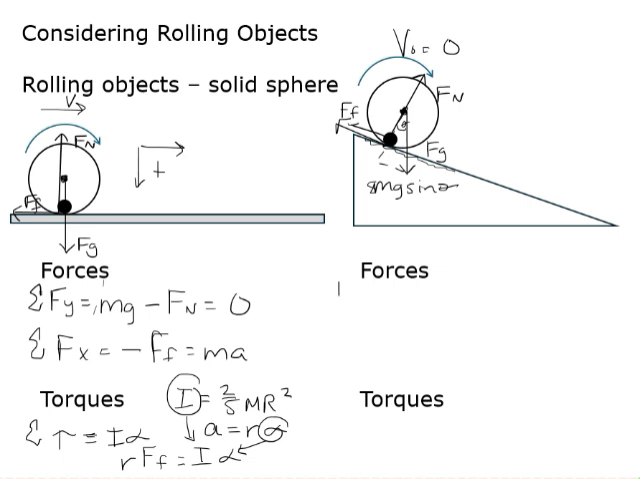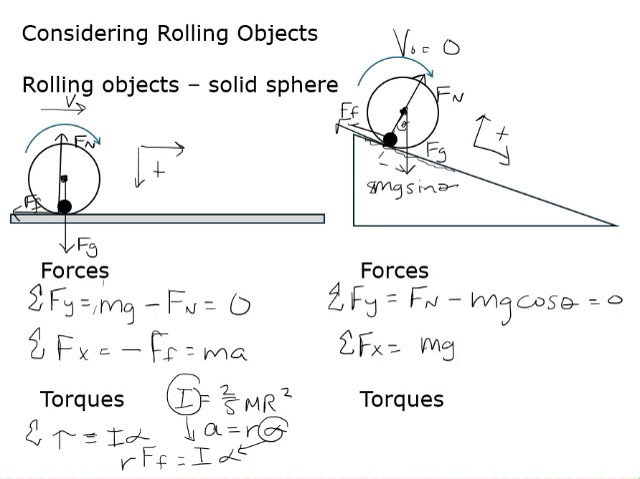To sum my forces in this case, the sum of my forces in my y direction, let's make down the ramp positive. So in the y direction, I have my normal force minus the force of gravity perpendicular, which we said was mg cosine theta, and that's equal to 0. Our force in the x direction is going to be mg sine theta, the parallel portion of gravity, minus the force of friction is equal to the mass times the acceleration.